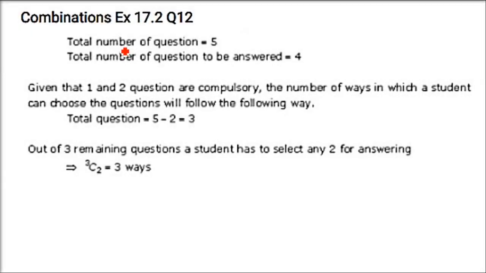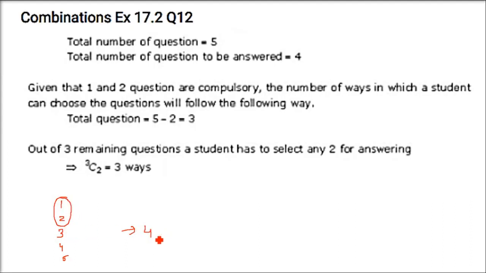In an examination, the student has to answer 4 questions out of 5 questions. There are 5 questions, 4 to be answered. Questions 1 and 2 are compulsory. Determine the number of ways in which the student can make the choice. So we have 5 questions, 1, 2, 3, 4, 5. In these 5 questions, 4 have to be selected. But 1 and 2 are always compulsory.